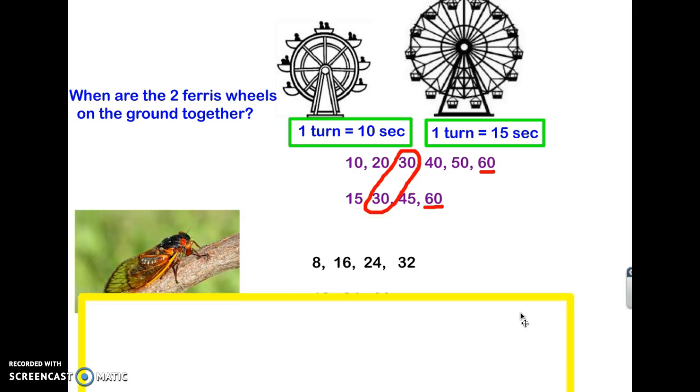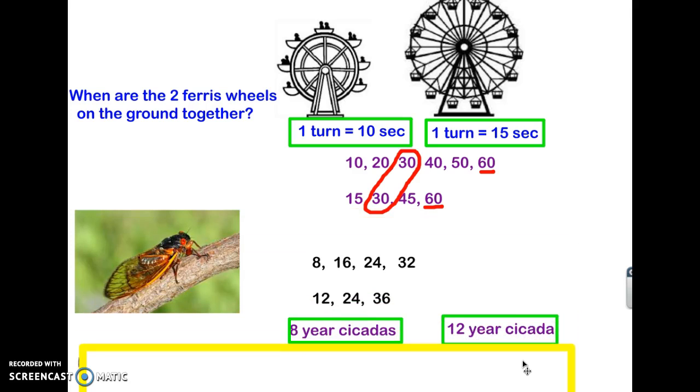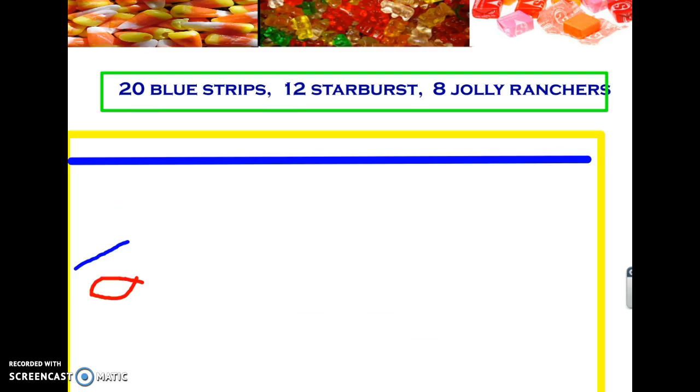We also looked at a problem with cicadas, where cicadas come out of the ground every 8 years, for example, and 12 years. The 8-year cicadas come out 8, 16, 24, 32, and so on. And the 12-year cicadas come out 12, 24, and 36. Again, we look for the least common multiple and see that 24 is the first time the cicadas are out together. We also talked about factors.